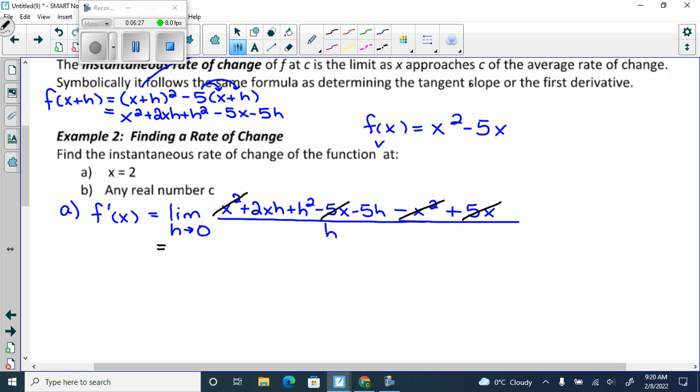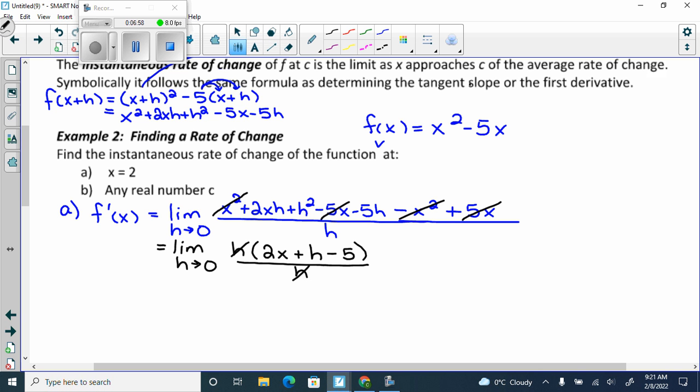So I'm going to get limit as h goes to 0. And now I'm going to take an h out of all three of these terms. So I'm going to get h, and then 2xh is left with 2x. Plus h squared, I take an h out, I'm left with h. Minus 5h, I take an h out, I'm left with 5 over h. Now the h's cancel off, and my problem is gone. And once my problem is gone, I can do direct substitution. I can fill in my h now for 0.